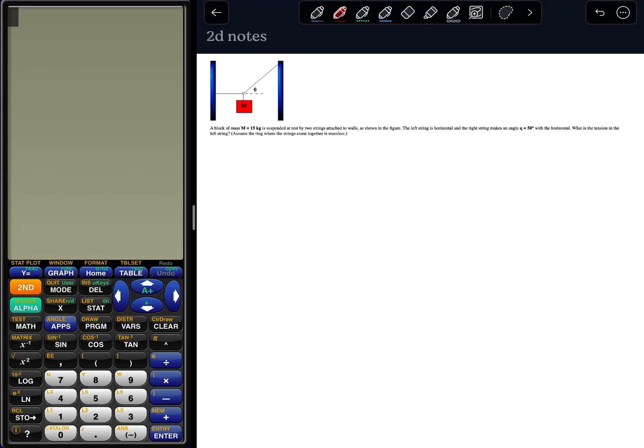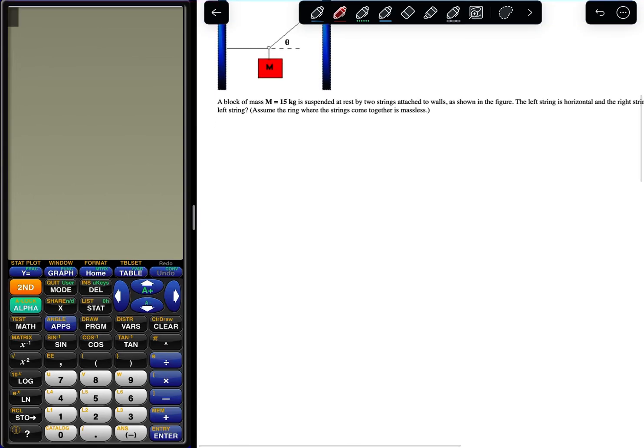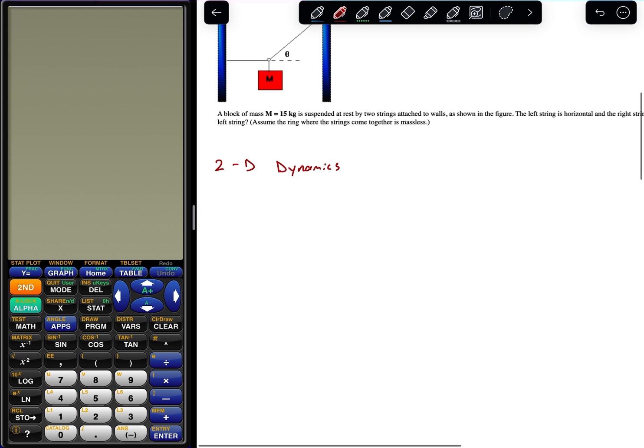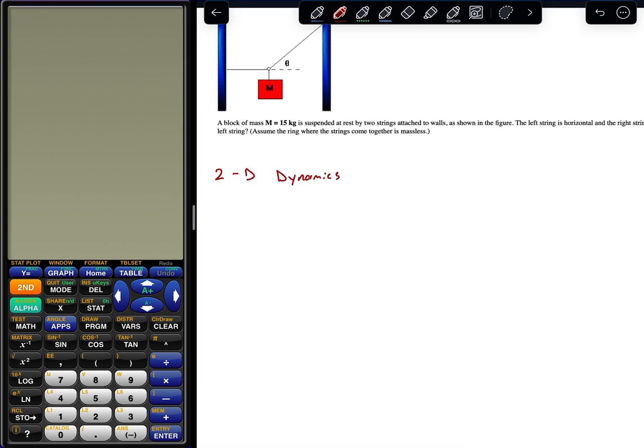All right, let's take a look at some 2D dynamics. So these are problems involving forces that are acting at angles. So instead of the previous problems that have forces acting in just the x, just the y direction, we're now going to have forces acting in some quadrants.